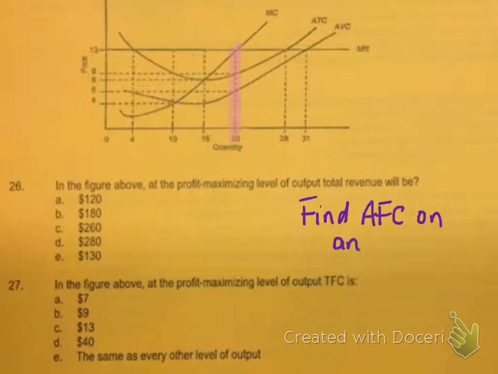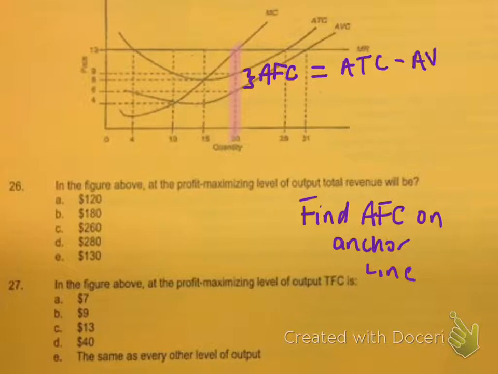So I have to find AFC on my anchor line, and it's this distance right here. And I have to figure this out with the numbers. To find my AFC, I take my average total cost minus my average variable cost. The dollar amount of my average total cost is 9. The dollar amount of my average variable cost is 6. So that means that my average fixed cost is $3.